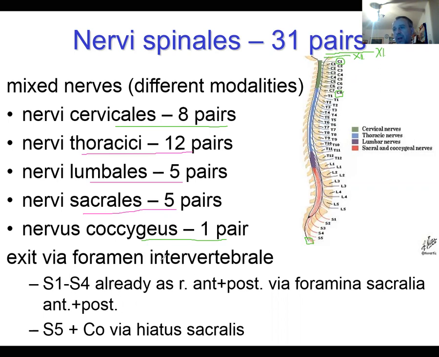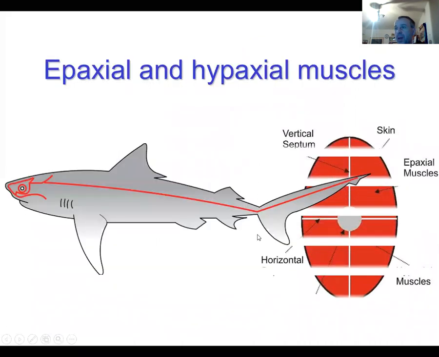All of these exit via the intervertebral foramen. Within the sacral bone, we have branching of the spinal nerve inside the bone into anterior and posterior branches. So what we then see emerging from the vertebral column are the anterior and posterior branches of the 1st to 4th sacral nerves via the anterior and posterior sacral foramina, respectively. The 5th one, together with the coccygeal one, leaves caudally via the sacral hiatus. So this is the mathematics behind that.